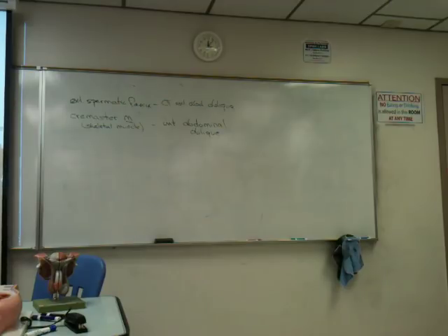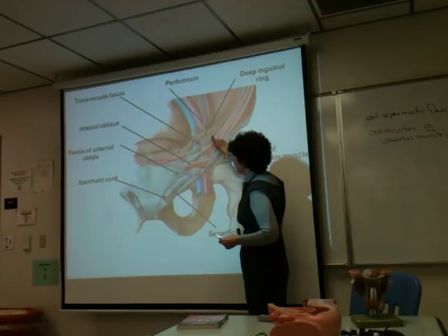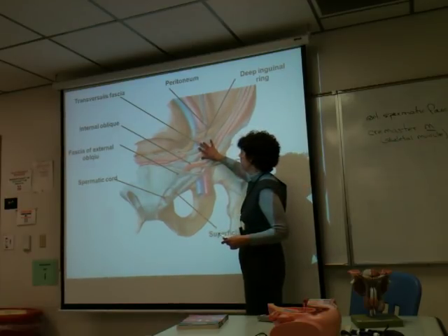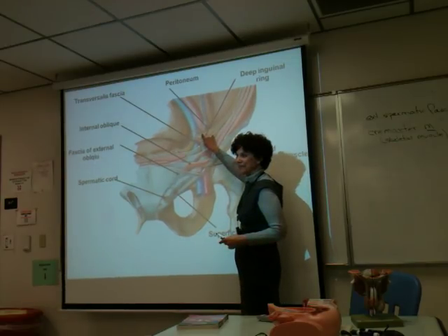See right here. The next layer is the transverse muscle, transversalis abdominis, and the transversalis fascia. We're not going to worry about those. Okay, you don't have to worry about those. The next layer is the peritoneum.